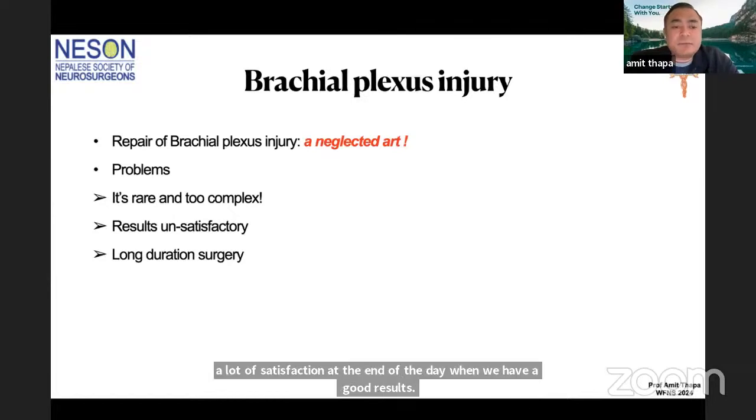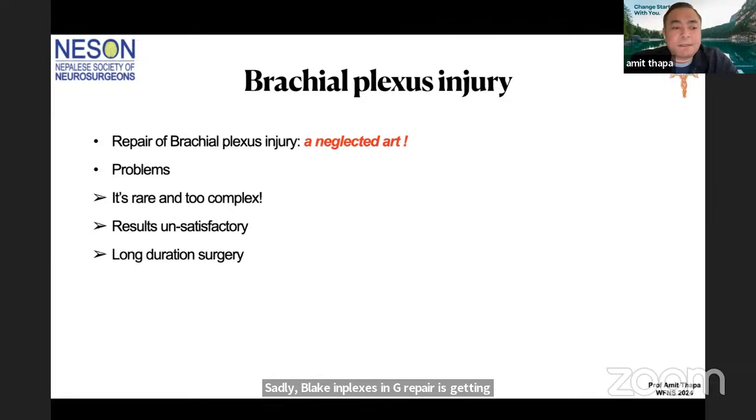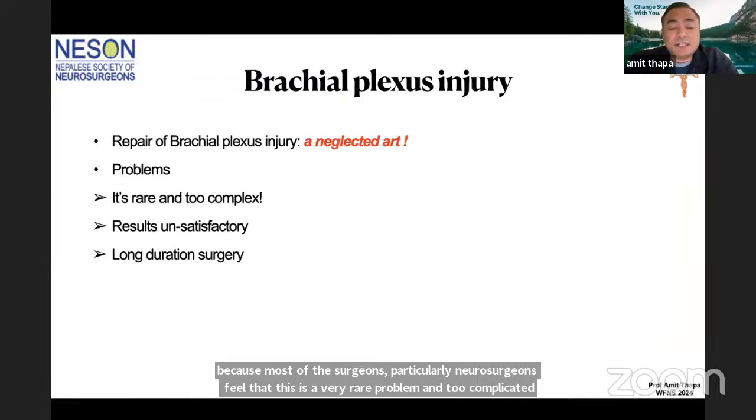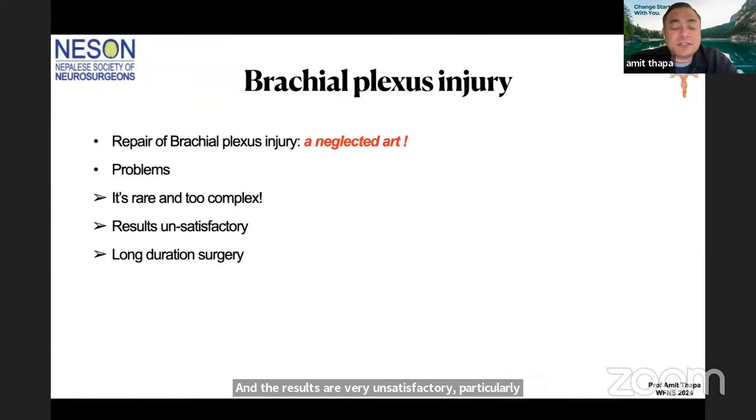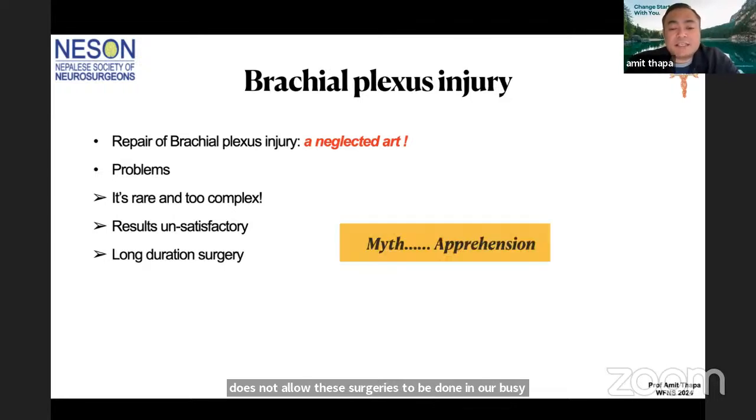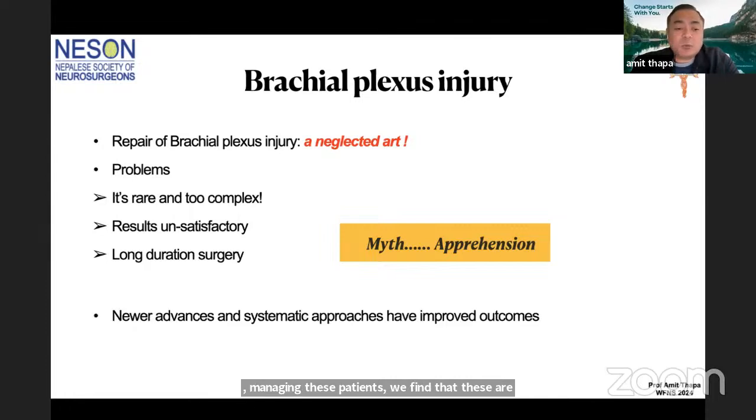Sadly, brachial plexus injury repair is getting neglected because most surgeons, particularly neurosurgeons, feel that this is a very rare problem and too complicated to deal with. The results are very unsatisfactory, particularly the initial ones, and the long duration of the surgery does not allow these surgeries to be done in busy centers where OR time is very limited. However, from my experience, as well as from colleagues who have been trailblazers in the world managing these patients, we find that these are basically myths and apprehensions. Newer advances and systematic approaches have greatly improved outcomes.